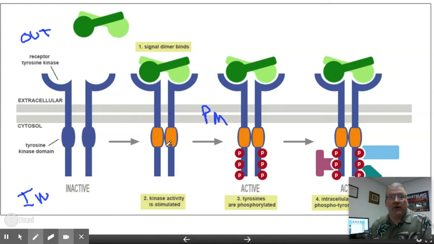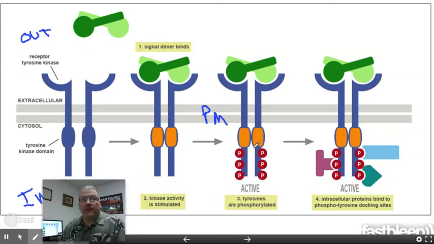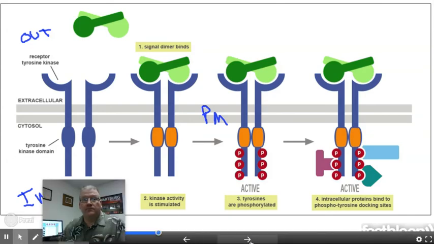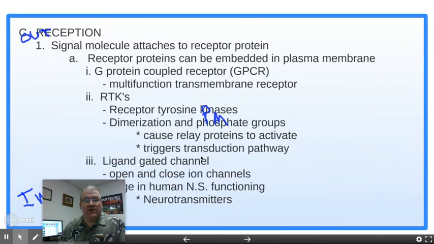Di means two in chemistry. Okay, that is going to cause the conformational change in these proteins that allow them then to behave as docking sites for these phosphate groups. Okay. And the phosphate groups are going to be significant in the ATP-ADP cycle here and causing things to happen further inside the cell. That is the RTK receptor.